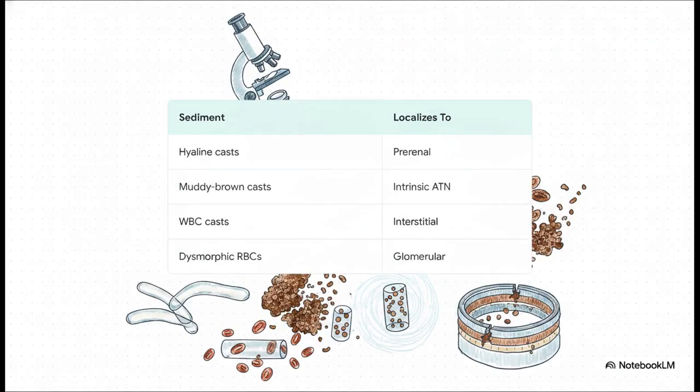To definitively confirm this, we look at the urinalysis sediment, which acts like a locator beacon for the injury. Our pre-renal patient had a bland sediment, maybe a few hyaline casts just from having highly concentrated urine. But for our case 2 patient, we see those classic muddy brown granular casts. These are quite literally sloughed off necrotic tubule cells washing out in the urine. And just for completeness, keep in mind that white blood cell casts point to an allergic interstitial nephritis, while dysmorphic red blood cells would point us toward glomerulonephritis.